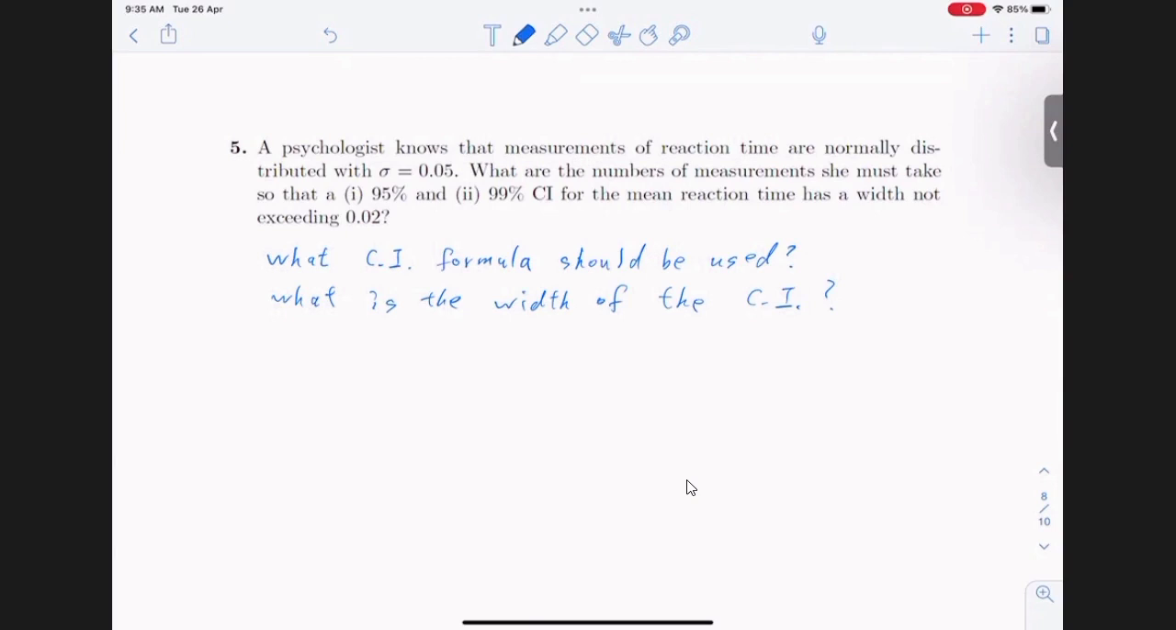The question says to find a 95% confidence interval for the mean reaction time that has a width not exceeding 0.02. So what does that actually mean? The width is the distance from the lower boundary to the upper boundary. Yeah. That's what I'm thinking.